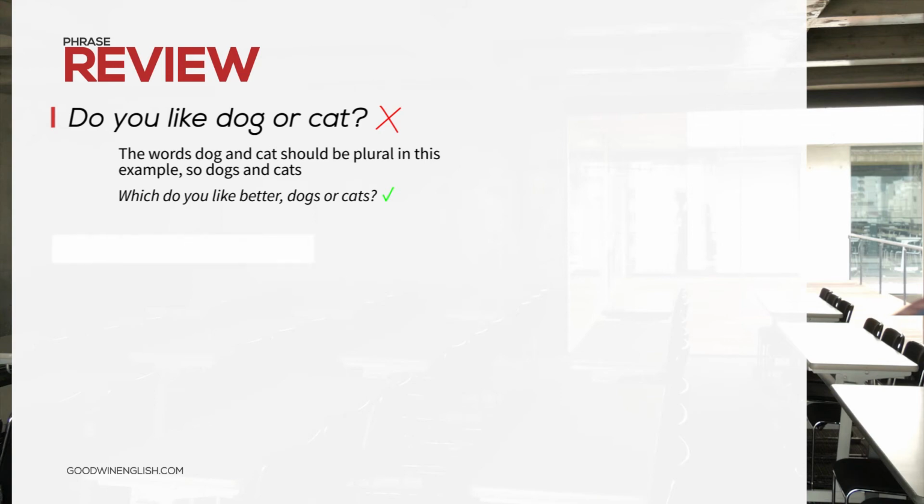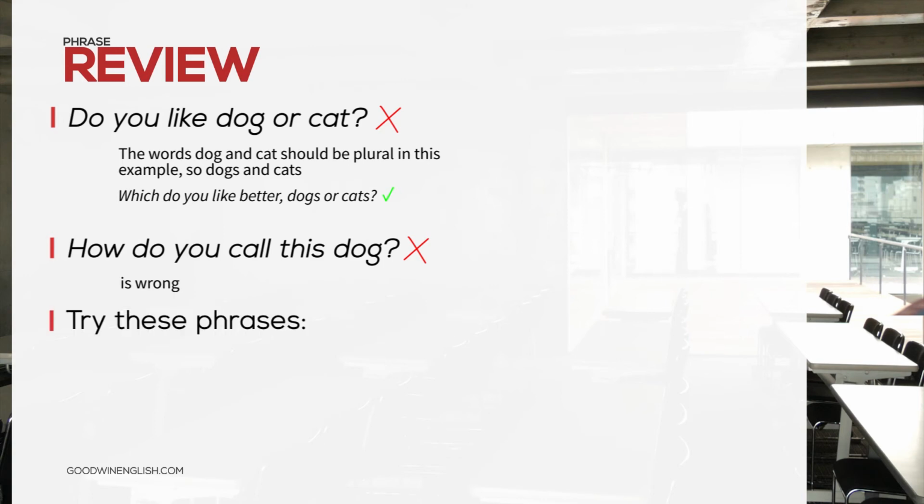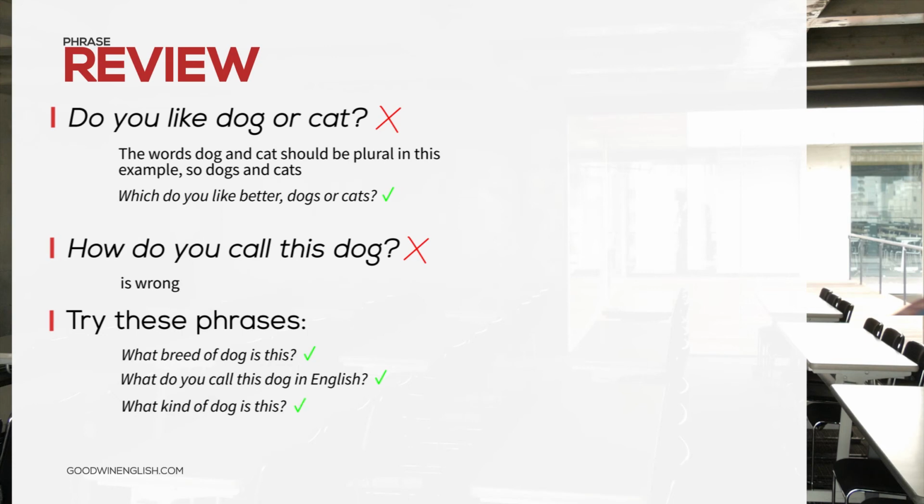We looked at the sentence, how do you call this dog? The question, how do you call this dog in English, is incorrect. To call a dog means to have the dog come to you. If you want to know what type of dog it is, try using these questions. What breed of dog is this? What do you call this dog in English? What kind of dog is this?